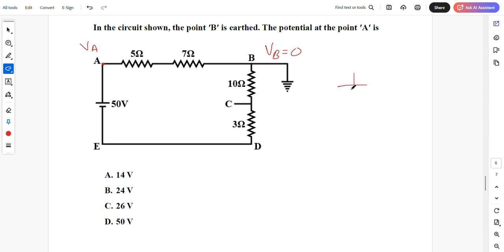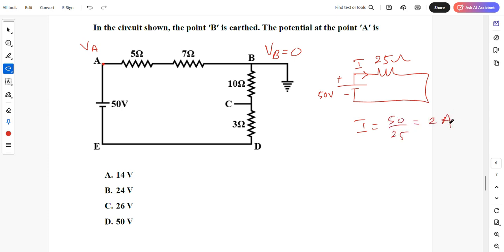Very easy. Okay, first find the equivalent resistance. ಎಷ್ಟಾಗುತ್ತಪ್ಪ? 5 plus 7 is, all are connected in what? Series. 5 plus 7 is 12 plus 10 is 22. 22 plus 3 is 25. Right, this is plus and this is minus 50 volts. Okay, if you add up the resistance, 25 ohm ಆಗುತ್ತೆ. What is the current? What is the current flowing here? I will be equal to V by R, 50 by 25 ಎಷ್ಟಾಗುತ್ತಪ್ಪ, 2 amperes ಆಗುತ್ತೆ.